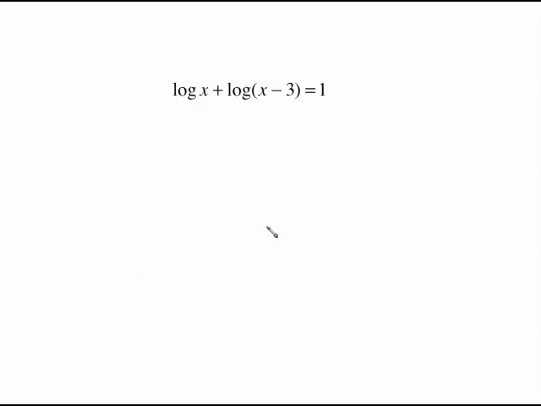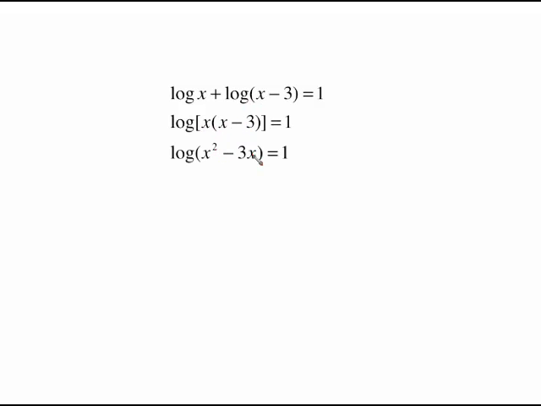Very similar problem. The log is written twice. Now notice there is no base written here. It's understood to be base 10, and I'll use that base 10 when I get things condensed. So let's just finish out the property: log of something plus log of something becomes log of their product. Then I will distribute the x through there.